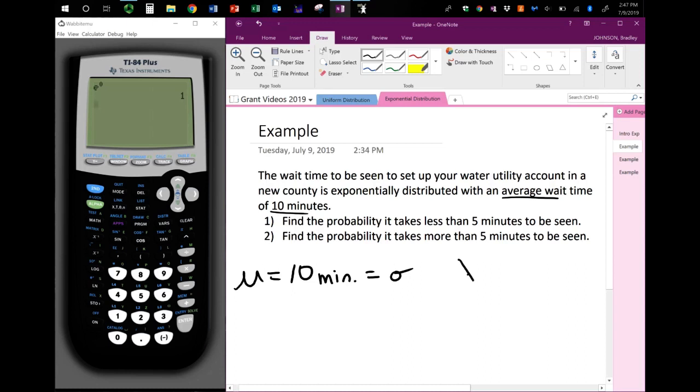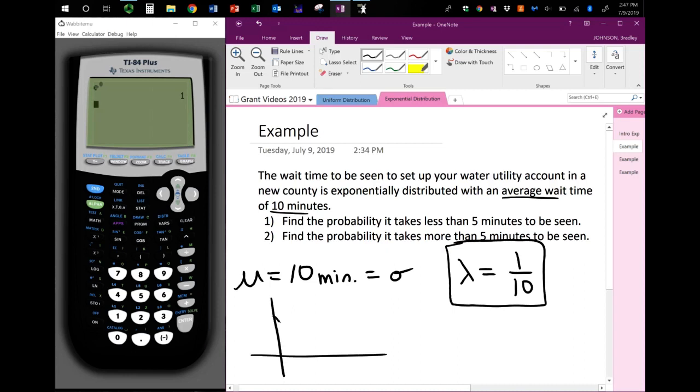But like I said earlier, we need to find lambda first, and lambda is 1 over 10. So this is our decay parameter. This is showing us how we're decaying. Now, if you think of the picture, it's decaying like this. Okay, so you know 1/10 is right there.